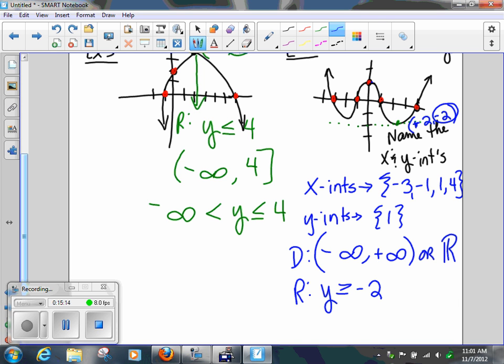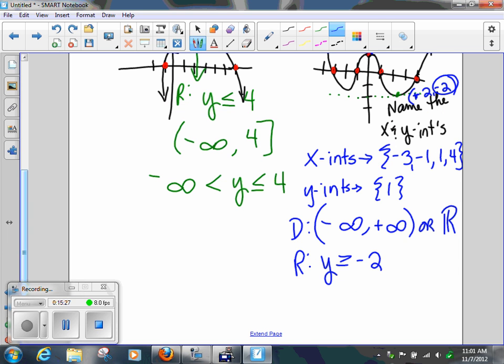And then if I were to put that in interval notation, what would go first? Think on this. -2 is my bottommost point, right? Is it going to have parentheses or brackets? Brackets, -2 to what, folks? Positive infinity, which gets a parentheses.